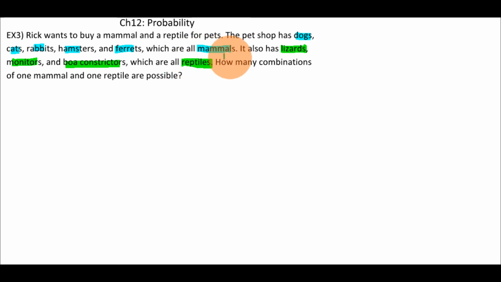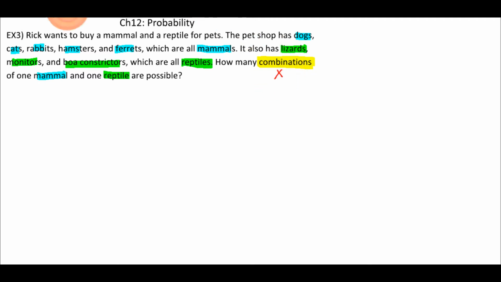Now we're asked how many combinations of one mammal and one reptile are possible. I'm going to highlight that word reptile again. I'm going to highlight that word mammal in blue again because those are our mammals. And the last piece of information that's important is combinations. Whenever you see this word combinations, I want you to think of multiplication. That's the operation we're going to use. So let's set this up.